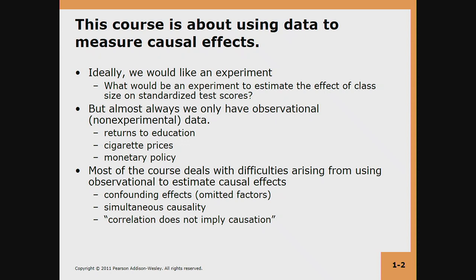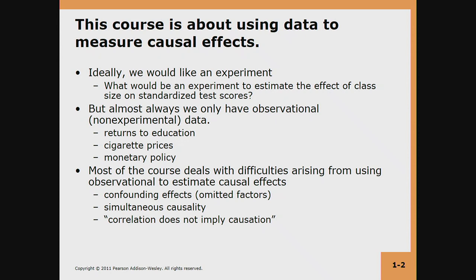So a lot of this econometrics that we're going to be talking about deals with the difficulties from using this observational data, because we can't establish true causation using this data. It's trying to design models that give us the best possible estimation.